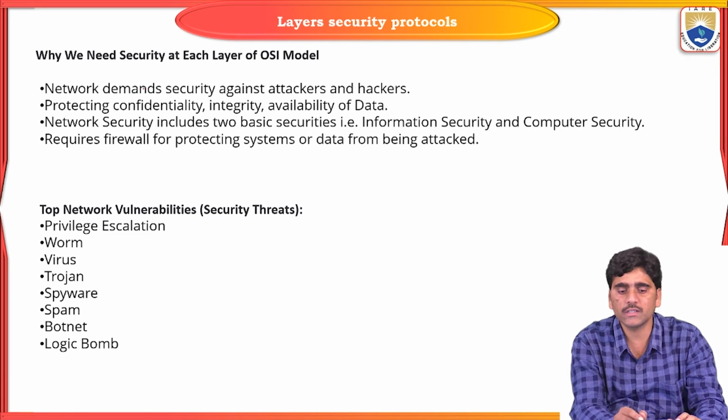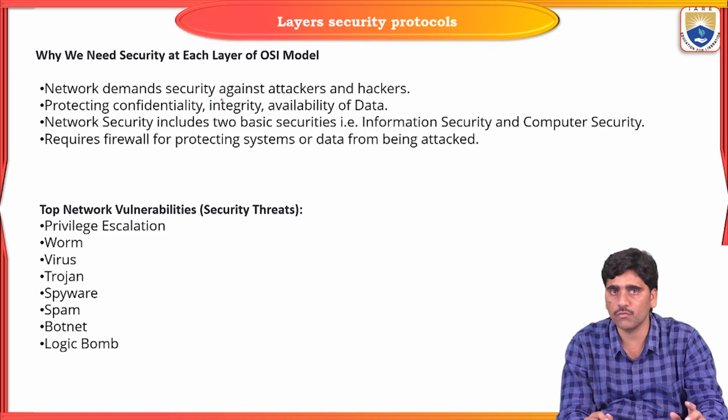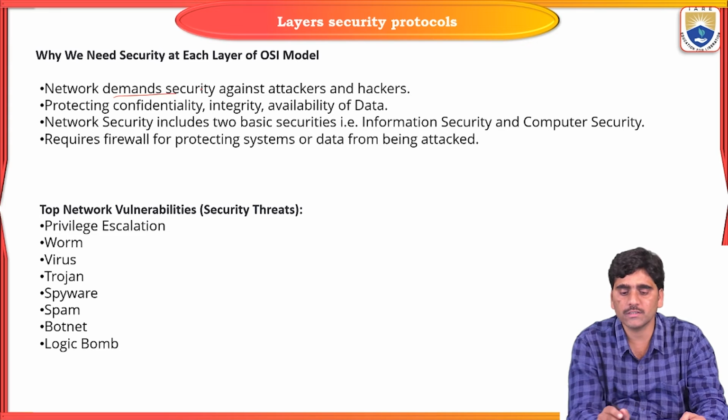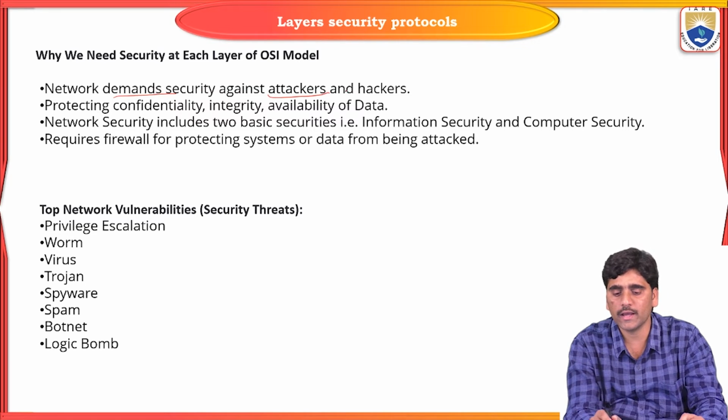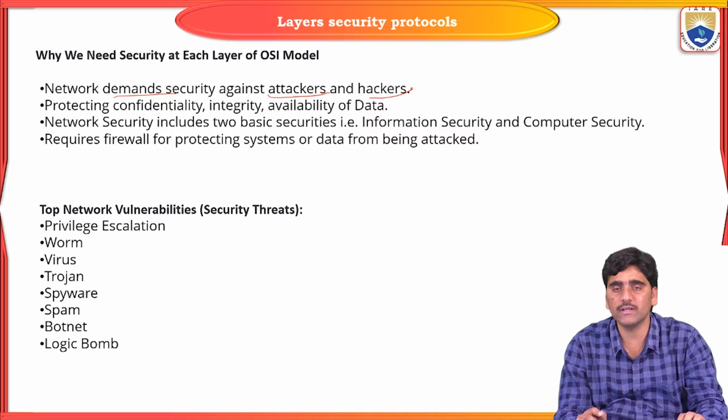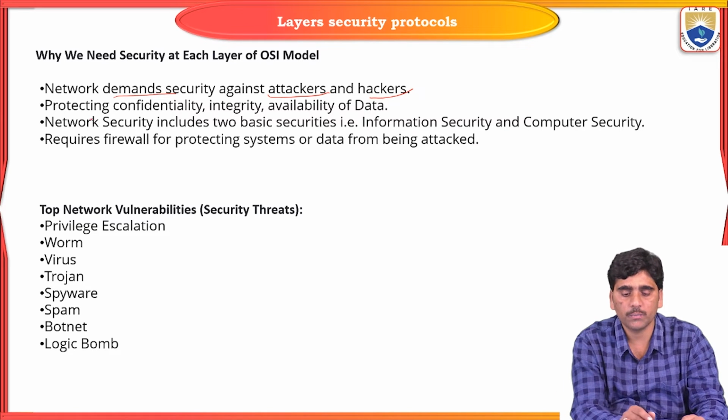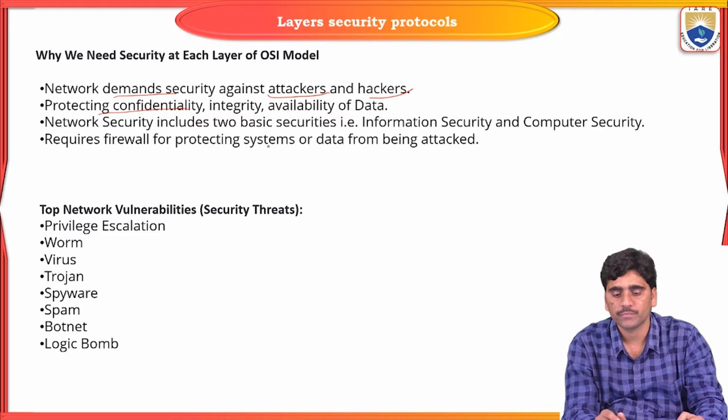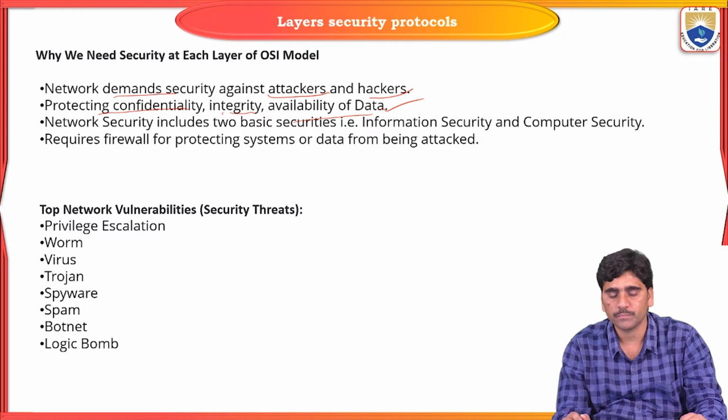So why do we need security at each and every layer of the OSI model? What is the purpose of providing security to each and every layer? A network demands security against attackers and hackers, protecting the confidentiality, integrity, and availability of the data.